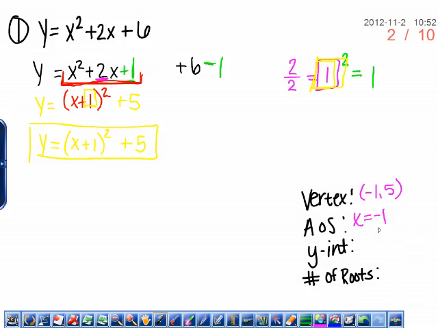What's the y-intercept? Where should I look for the y-intercept? No, it's not 0, 5. I could plug in 0, but couldn't I also go right back up to standard form? What's my y-intercept? 0, 6. Which way does this parabola open? Up. So if I have a vertex at negative 1, 5, and it opens up, how many real roots does it have? 0 real roots.